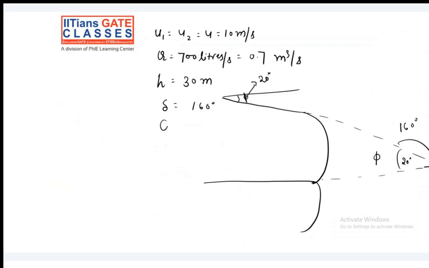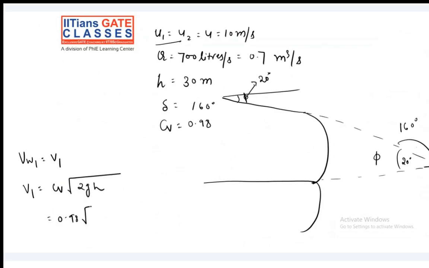And what is the coefficient of velocity? Cv is given as 0.98. So the first thing is to find VW1. Why? Because in the runner power we have VW1, VW2 and U, and U we already know. So what is VW1? VW1 comes from V1. And what is V1? V1 is Cv times the square root of 2gH, where Cv is 0.98, g is 9.81 and H is 30 meters. So what is the V1 value now?